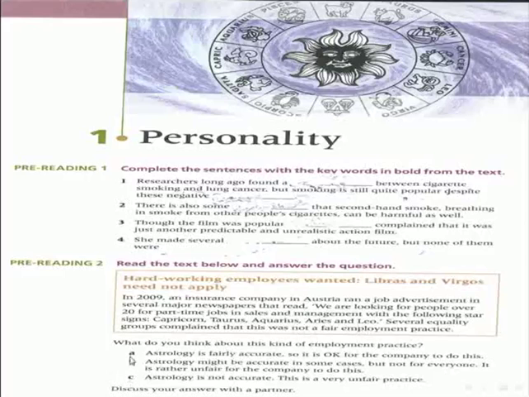Choose one of these as your opinion. What do you think? Astrology is fairly accurate, so it is okay for the company to do this. Or B. Astrology might be accurate. Might be. Right? Might be accurate in some cases, but not for everyone. It is rather unfair for the company to do this. Or you say, see, astrology is not accurate. This is a very unfair practice.